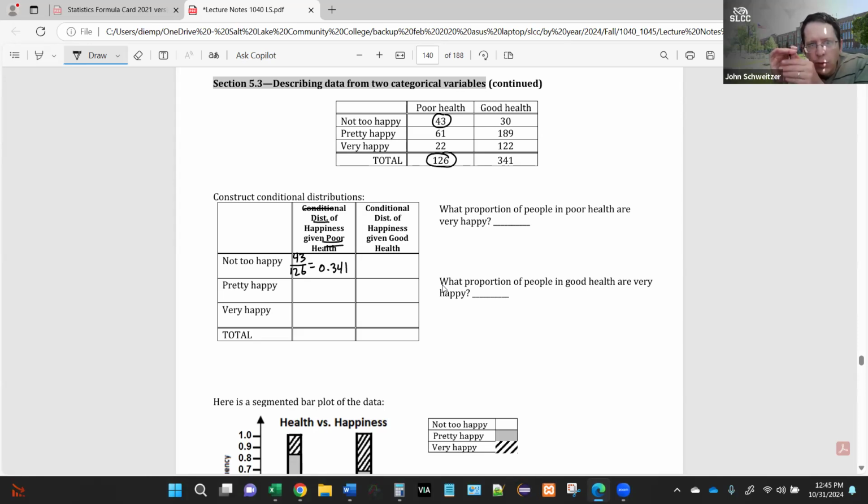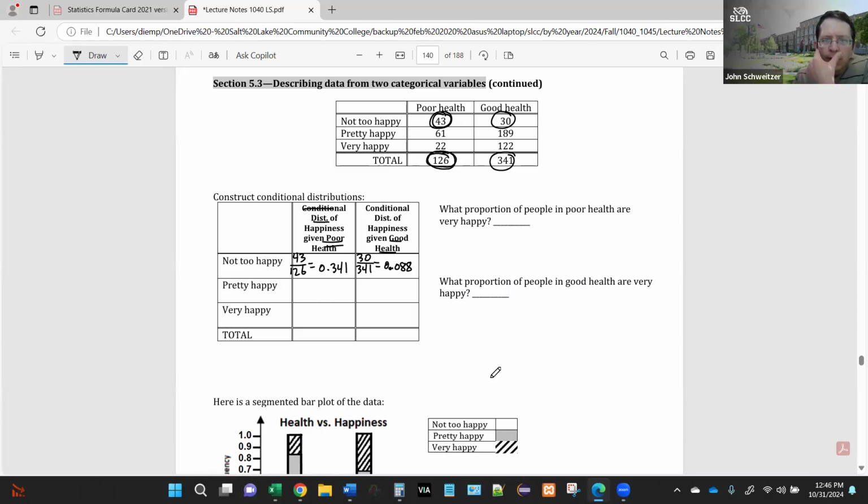Okay, so the numerator for that cell will be the value it was in the contingency table, but the denominator will be changing depending on what column you're in. For example, if we look at the people in good health who are not too happy, we have 30, but this is out of people in good health. So we have 341 for the denominator there. So what is that? That's about 9%. So 0.088.